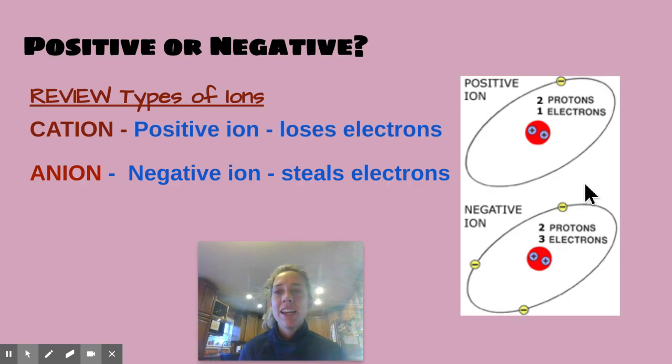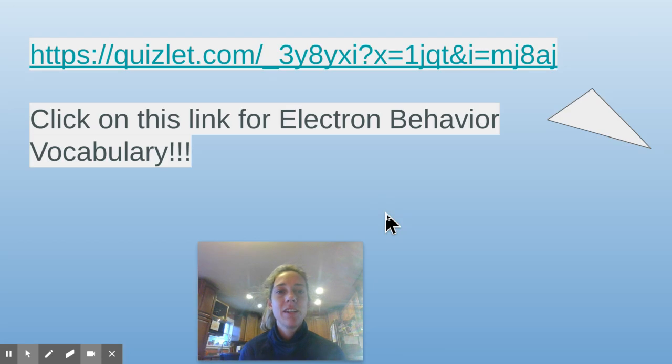So the two types of ions are positive and negative. A positive ion loses electrons, so it becomes positive. A negative ion steals electrons or gains electrons, so it becomes negative. And they do actually have names. A cation is positive, and an anion is a negative ion. And two ions that are opposites will attract to form a bond, which we'll learn later in bonding.